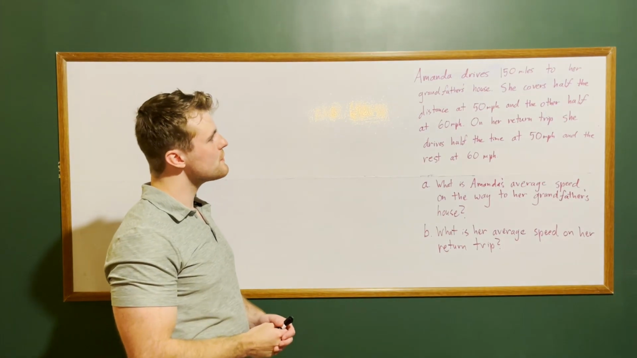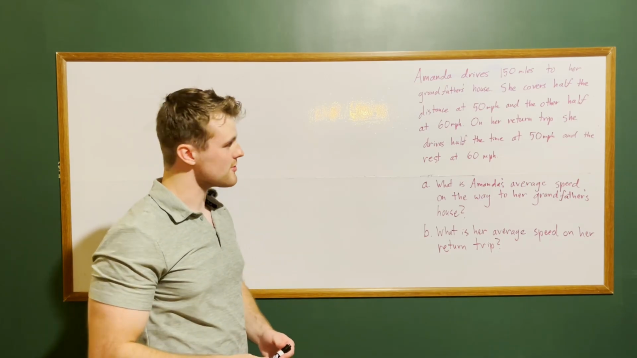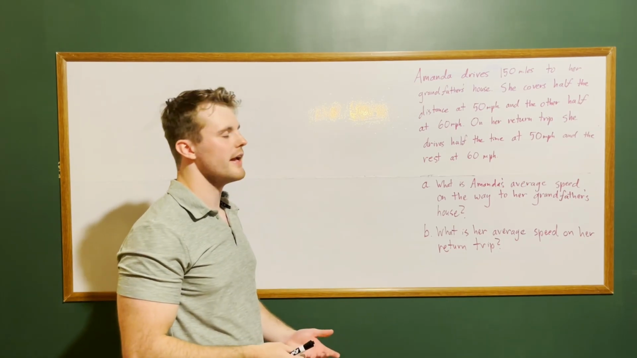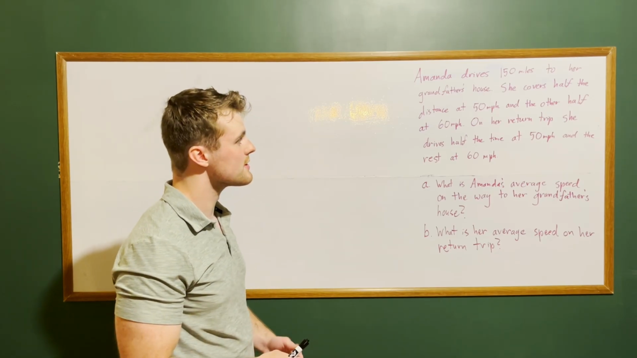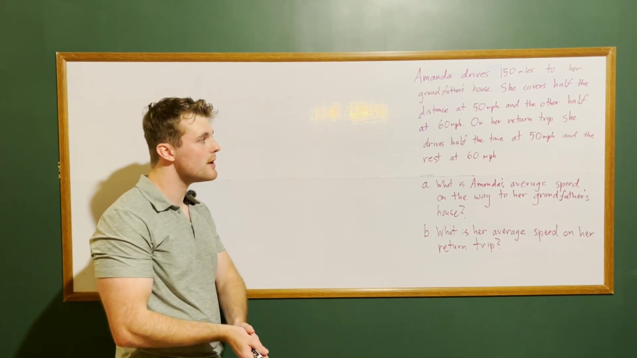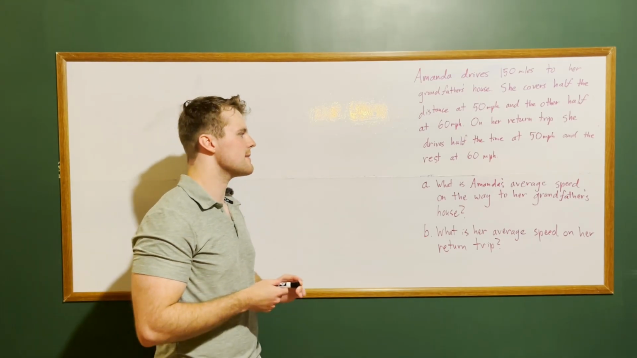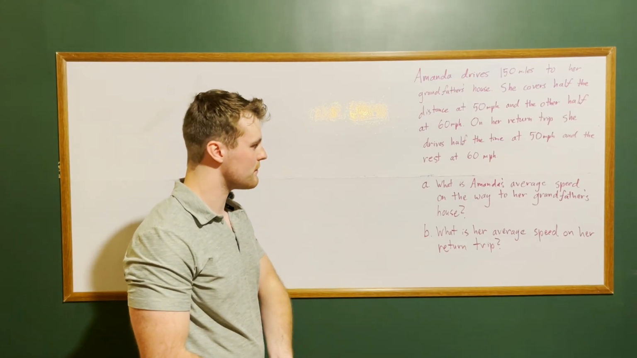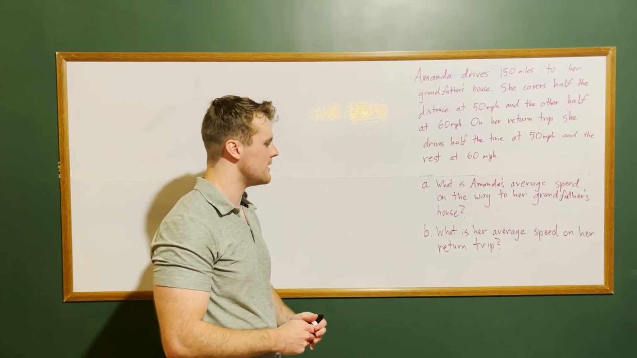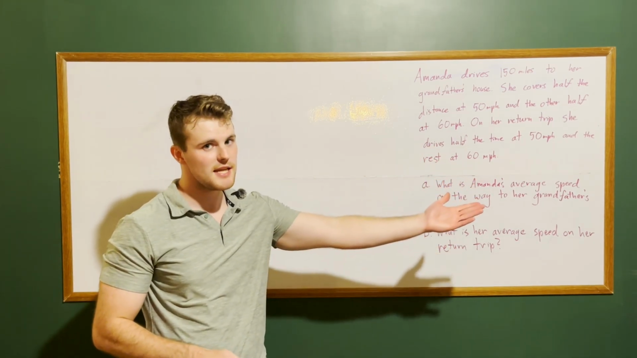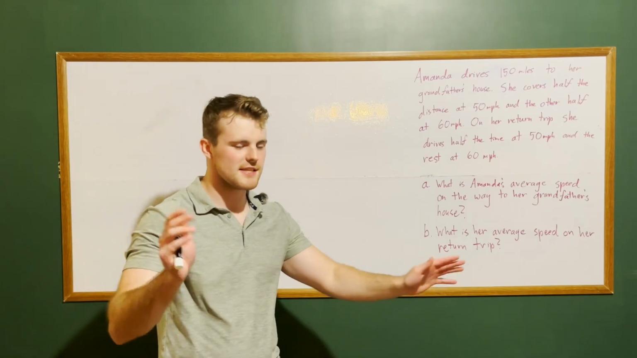Amanda drives 150 miles to her grandfather's house. She covers half the distance at 50 miles per hour and the other half at 60 miles per hour. On her return trip, she drives half the time at 50 miles per hour and the rest at 60 miles per hour. What is Amanda's average speed on the way to her grandfather's house, and what is her average speed on her return trip? You would think they would be the same because she's going the same speeds, but she's doing it for different times. But you're going to see that happen.